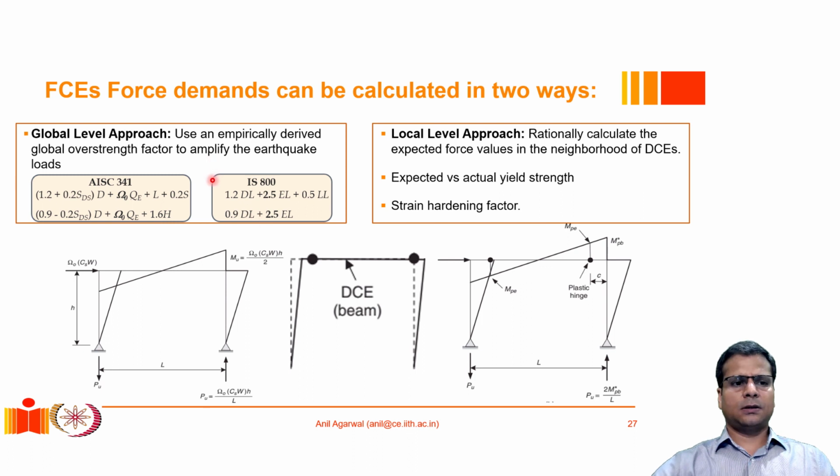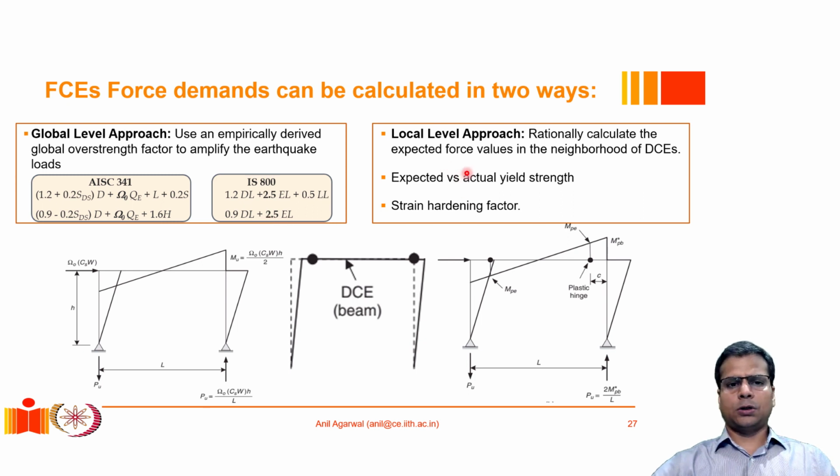So as we had just discussed, the force demand in FCEs has to be calculated by amplifying the earthquake force by the overstrength factor. So the American Standard Code gives you explicit values of overstrength factor, omega 0. These omega 0 values are different for different types of structural systems. We will talk about the values in a minute. So those respective omega 0 values have to be used. In the Indian code, however, in IS 800, the overstrength factor is not mentioned explicitly. It is present in the form of this factor 2.5, which is a constant value, and for all different types of structural systems, the same value needs to be utilized.